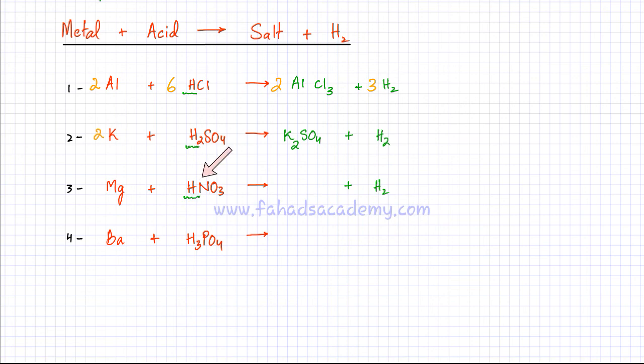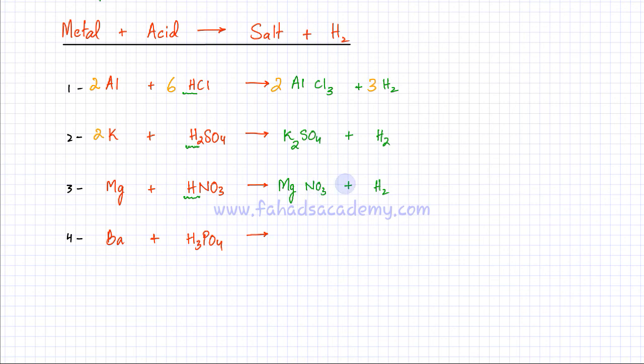Get rid of the H plus 1 in the acid and replace it with the other positive ion, which is magnesium. Now remember, magnesium is from group 2. So magnesium ions will have a charge of 2 plus. So if I put magnesium instead of H over here, it's going to be Mg NO3, got rid of the H.